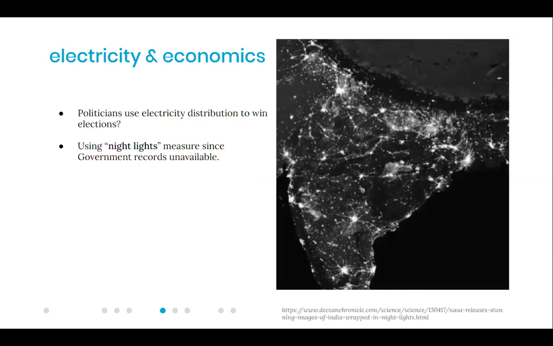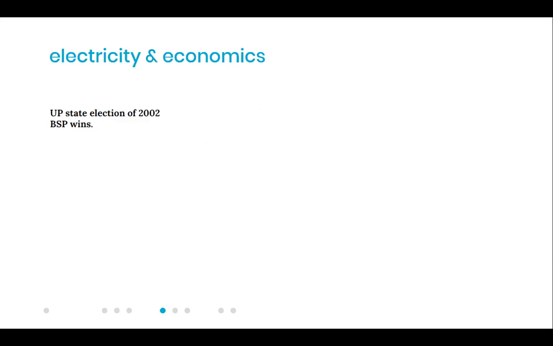So he also asked the question of whether politicians use electricity distribution to win elections. And since this data is not recorded or not freely given out by the government, the electricity distribution data, they used night light analysis from satellite imagery. And they did a case study of the UP state elections of 2002, where the BSP won.